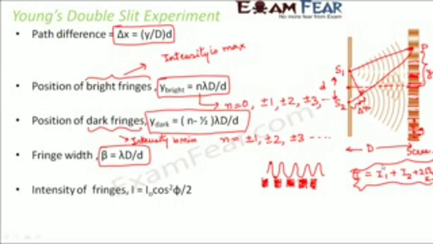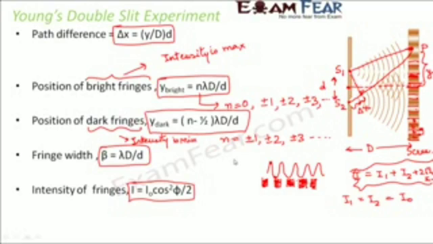Right? Now let us assume that I1 is equal to I2 is equal to I0. That means we are assuming that the intensities of both the waves which are superimposing, both the waves 1 and 2, have the same intensity, which is I0. In that case, we say that the intensity of the fringes is given by I is equal to I0 cos square phi by 2. So this is like a generalized expression which in a way has been derived from this basic expression.